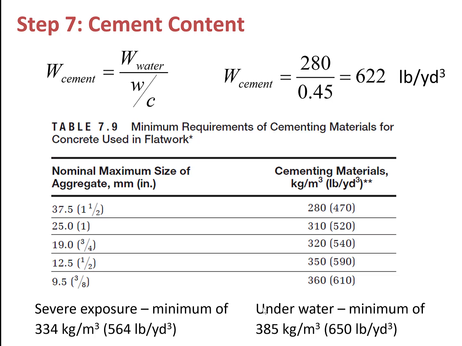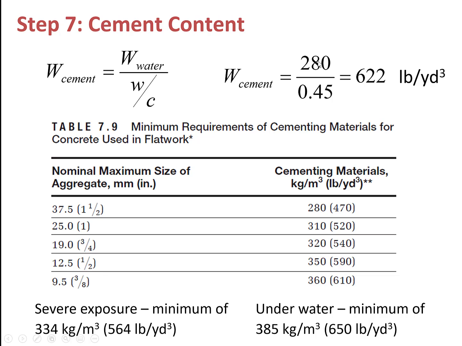Okay, the next step, we need to calculate how much cement we need for the mix design. So in the previous steps, we calculated how much water we need, and we also calculated the water to cement ratio. So you can find the amount of cement by directly using this formula. So the amount of cement equals the amount of water divided by the water to cement ratio.